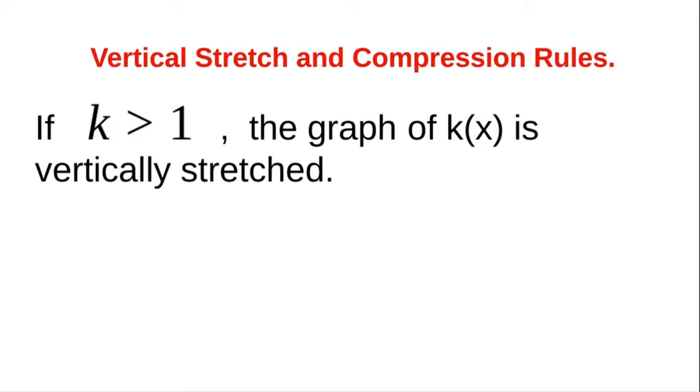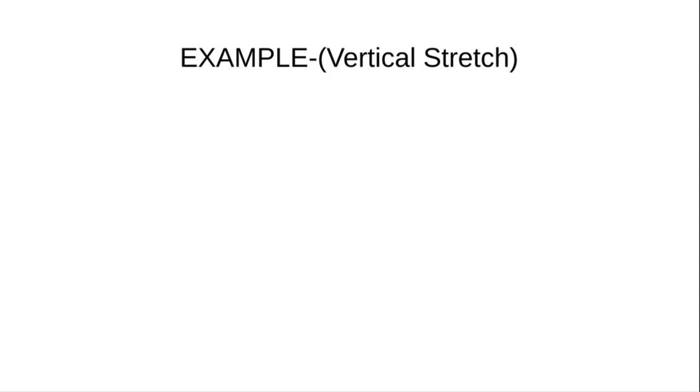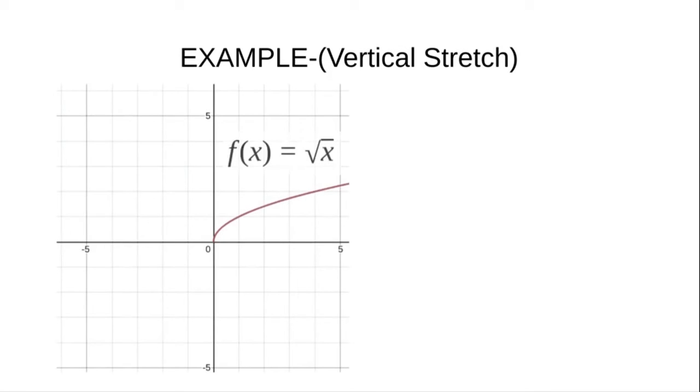So if my k is greater than 1, the graph of k f of x is vertically stretched. And what that means is the vertical distance from the x-axis is increased. And if my k is less than 1, the graph of k f of x is vertically compressed. That means the vertical distance from the x-axis is decreased. And so when k is greater than 1, you would think that the function is getting larger. When k is less than 1, it's like it's getting smaller. And so let's take a look at some examples here. Of course, I have my parent function f of x equals the square root of x.